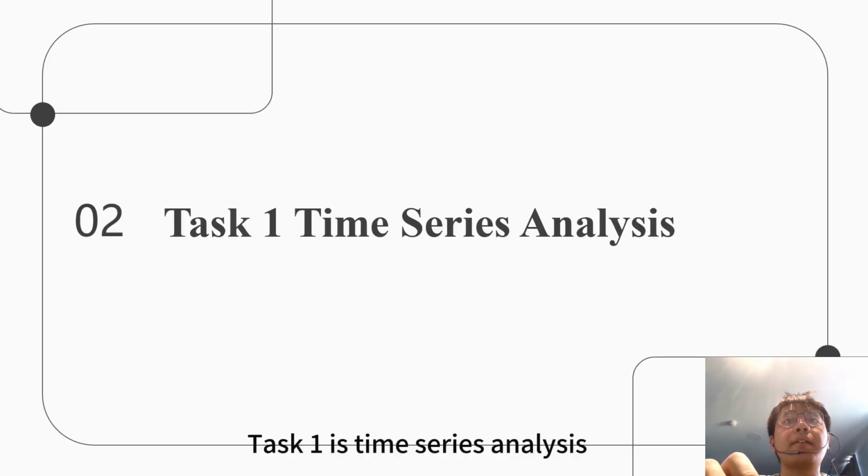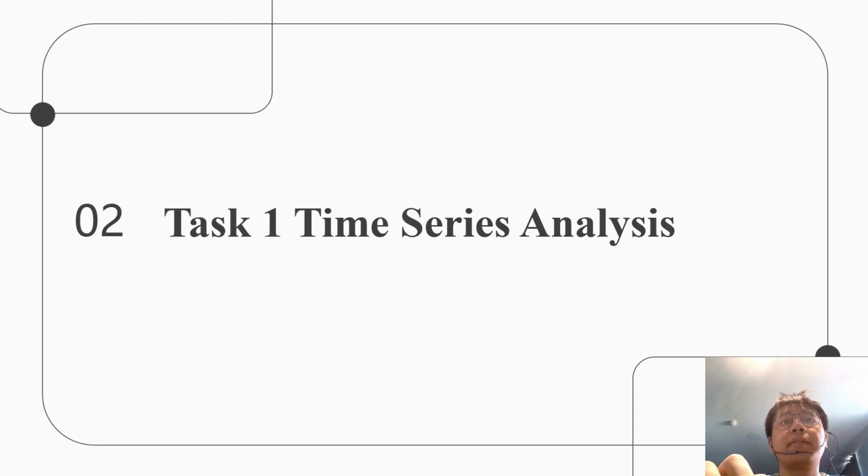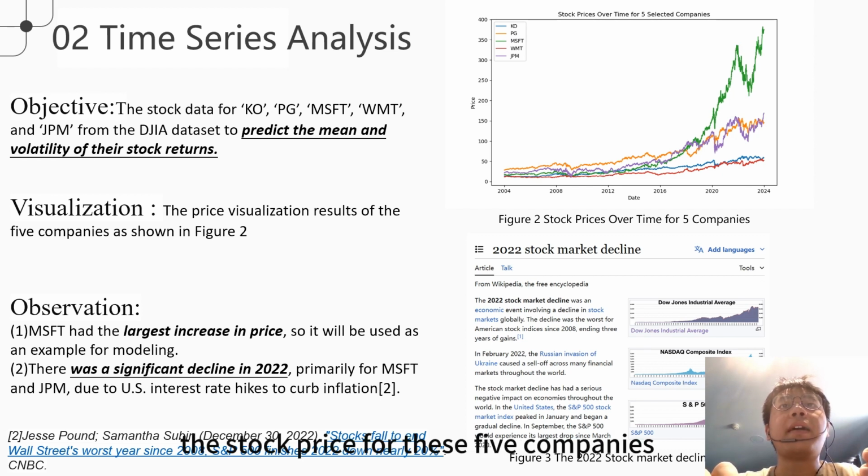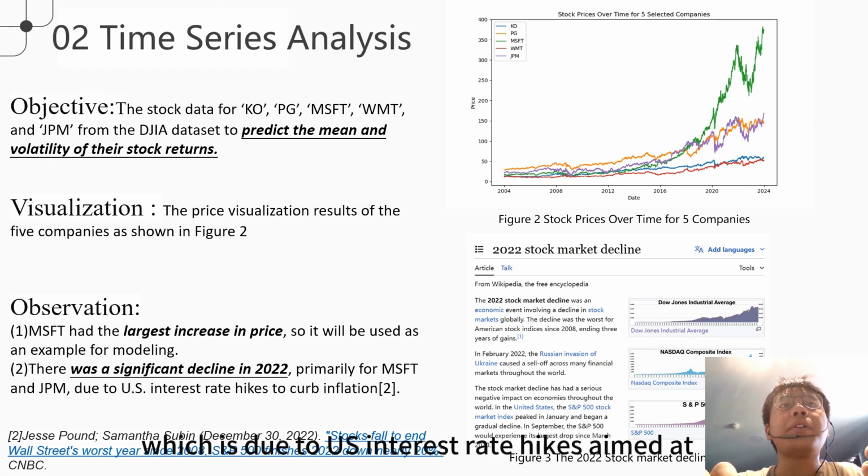Task 1 is time series analysis. In this task, I need to use 5 stocks from the Dow Jones Industrial Average to predict their mean returns and volatility. First, I will visualize the stock price for these 5 companies. You will see that Microsoft, represented by the green line, has the biggest increase in price. There's also a noticeable drop in 2022, which is due to US interest rate hikes aimed at controlling inflation.